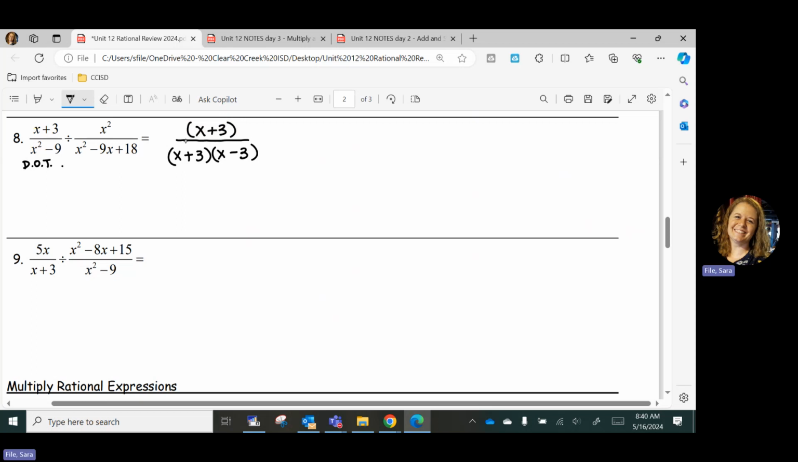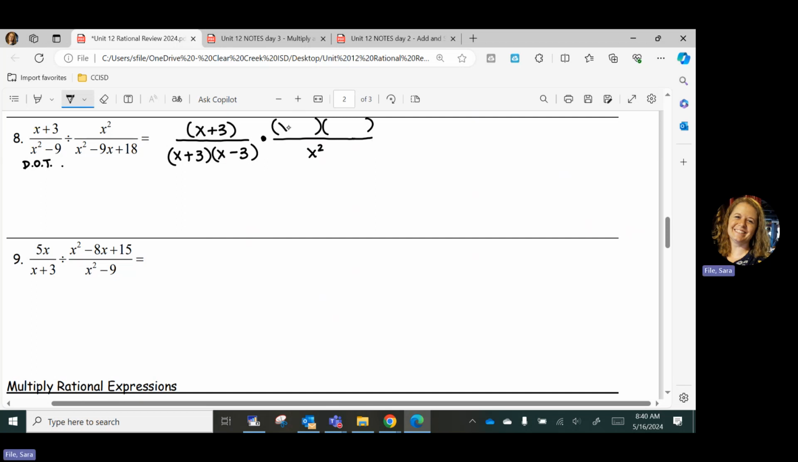All right, but I kept that rational function. I kept the numerator and denominator where they were. I just factored. Now I'm going to change the sign from division to multiplication. And now I'm going to flip this fraction. So what was in the numerator, x squared, is now in the denominator. And what was in the denominator is now in the numerator, but that can be factored. So I'm going to factor it in the numerator.